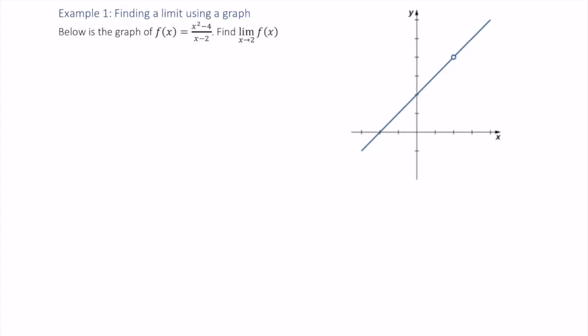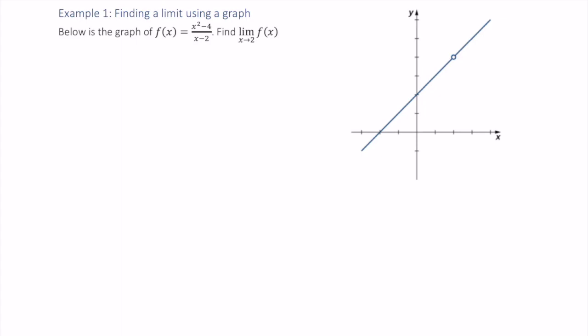And if you notice, there's a removable discontinuity here at x equals 2, and that's due to this denominator here. So that is, our function f is not defined when x equals 2. This question is asking us to find, well, what value does this function approach? So what's the y value as we get really close to 2, but we don't actually touch 2?